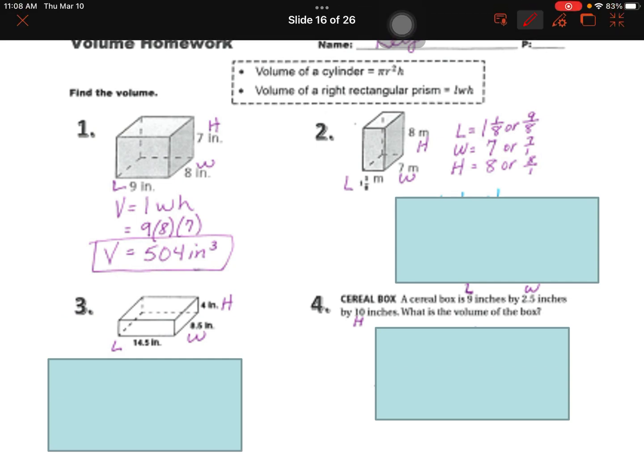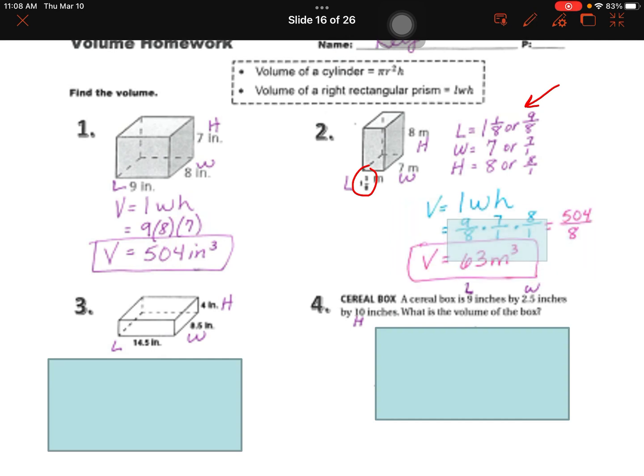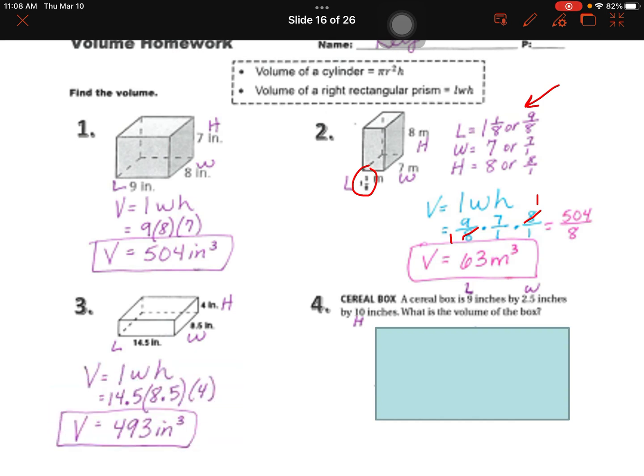If we have a fraction, we want to make sure we change all fractions to improper. And so in this case, it is still length times width times height. You will notice that the easier route would be to have simplified the 8 and the 8. And now you just really have to do 9 times 7, which is 63 meters cubed. And so once again, don't change them to decimals. Go ahead and just keep them in their fraction form.